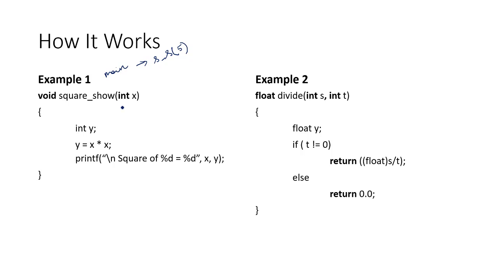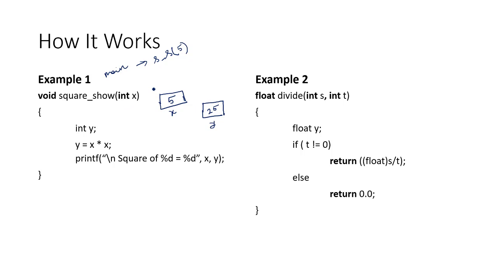So what will happen here? In the square show function, there will be a space for the variable x, and it will store the value 5. Then there will be a different memory space for y, as it is declared in the square show function, and the initial value will be garbage. Then we are performing y equals x into x, so it will store 5 into 5, that is 25.